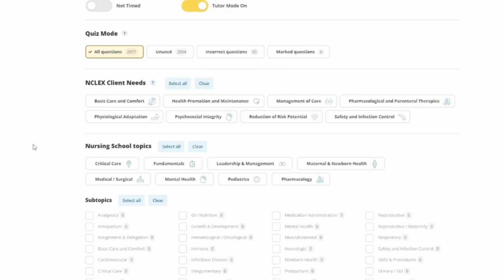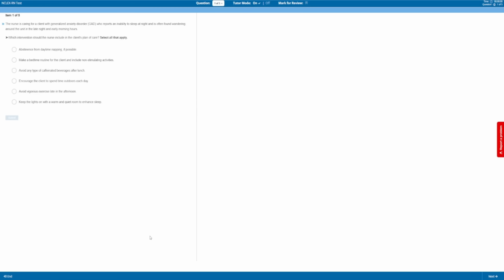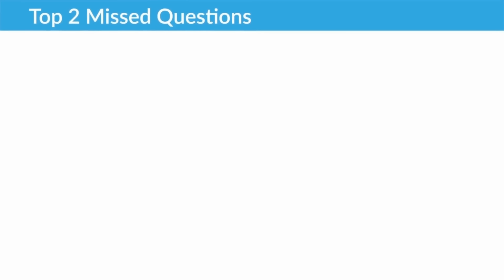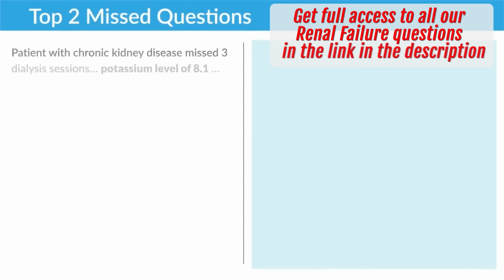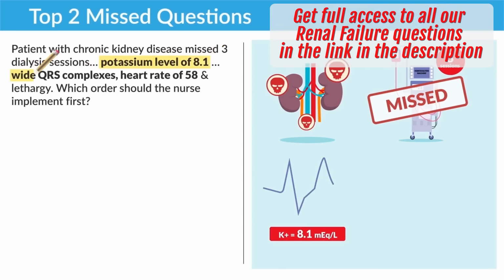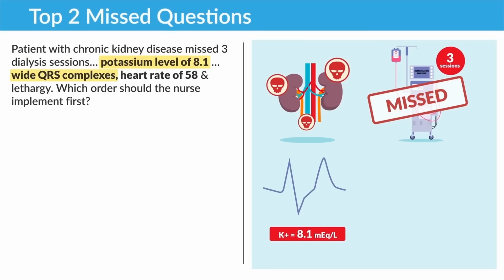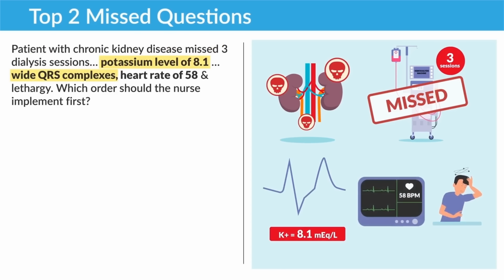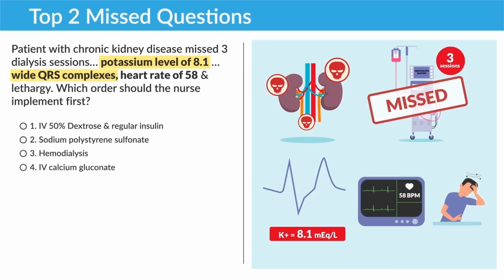Now, pulling from our Simple Nursing NCLEX question bank, written by the people that actually wrote the NCLEX. Here are the top missed test questions. So question number 1, a patient with chronic kidney disease missed 3 dialysis sessions. With key terms here, potassium level of 8.1, wide QRS complexes, a heart rate of 58, and lethargy. Which order or prescription should the nurse implement first?